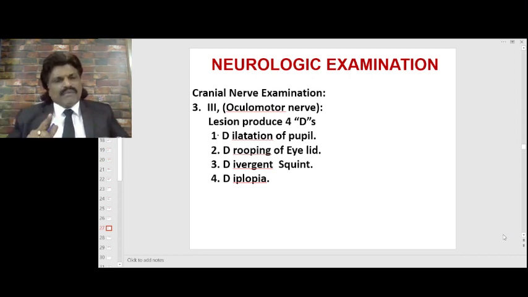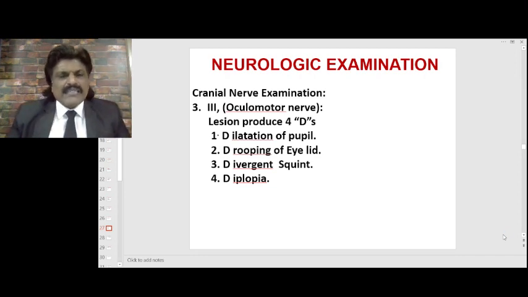Here is one more important point. If there is an ischemic lesion of the third nerve, it affects the center of the third nerve, and therefore the parasympathetic fibers are spared in an intrinsic pathology of the third nerve, like diabetes. That's why it is known as pupillary sparing third nerve.